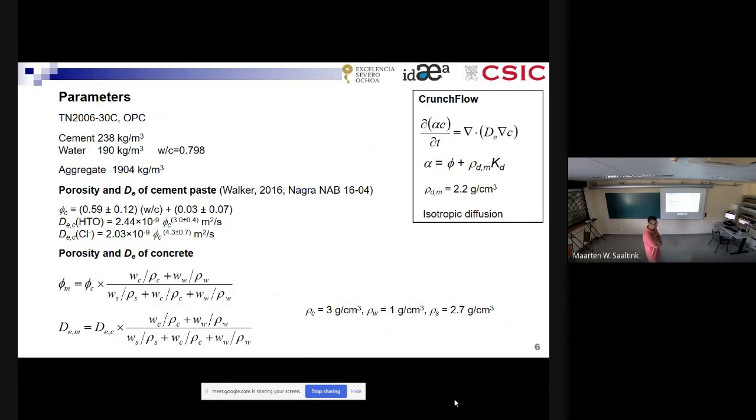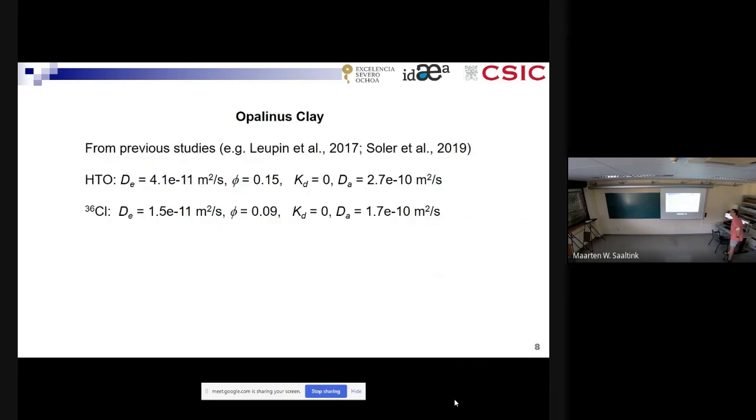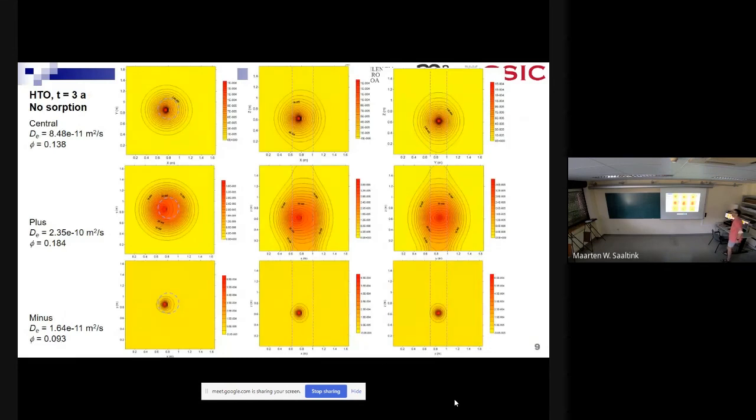With the porosity that you obtain, you are playing with the sensitivity analysis, right? The first porosity that you obtain, what's the value? The central one is 0.14. Because this porosity is also the one that you are considering in the reference transfer model. Yes. Okay.